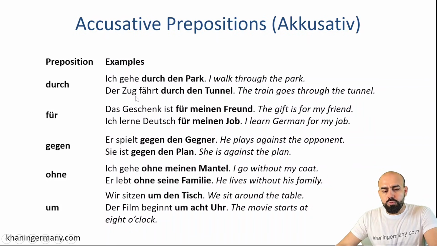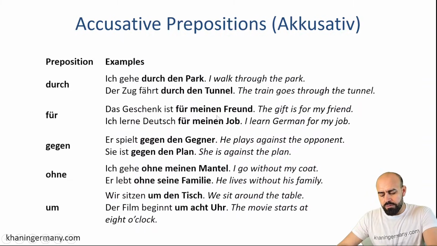Then, der Zug fährt durch den Tunnel. So der Tunnel, durch den Tunnel. The train goes through the tunnel. Then für: das Geschenk ist für meinen Freund. In nominative it is mein Freund. After für, this mein Freund will become meinen Freund. Okay, der gets converted to den.